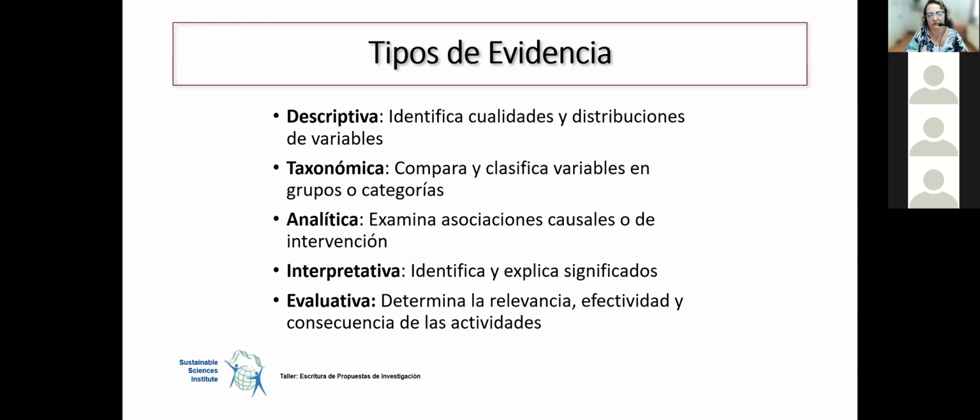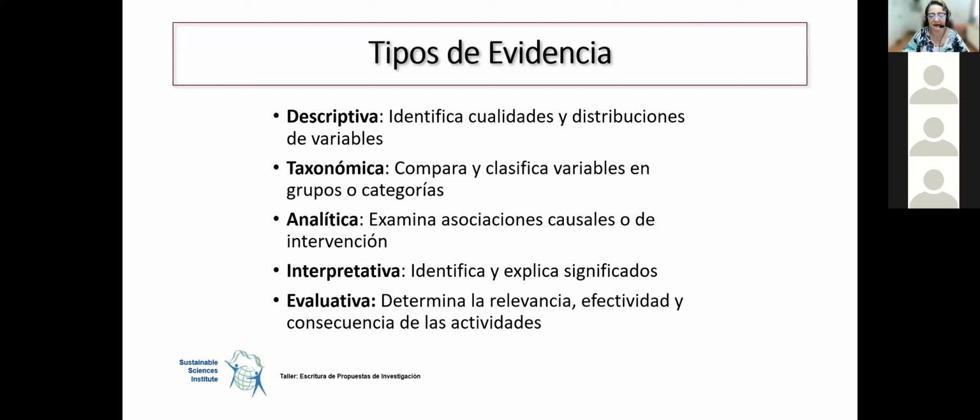We have different types of evidence. Descriptive, for example, to see qualities or distribution of variables, as we see in exploratory studies, or taxonomic evidence, because it helps me to classify or define profiles, to look for features that will allow me to characterize a phenomenon or a human group. We also have analytical evidence that looks at cause-effect associations in a comparison scenario where I can formulate hypotheses and try to verify them.